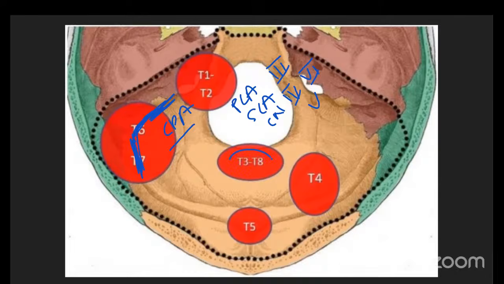Whereas if we see the T3, T8, now we know that this region here has all the major venous structures. Vein of Galen is here, basal veins are here, internal cerebral veins are also confluencing here. So T3, T8 can present with very different symptoms than T1, T2 or T6, T7.